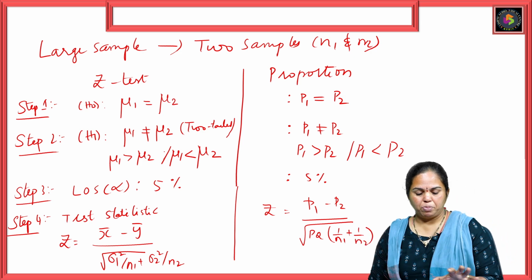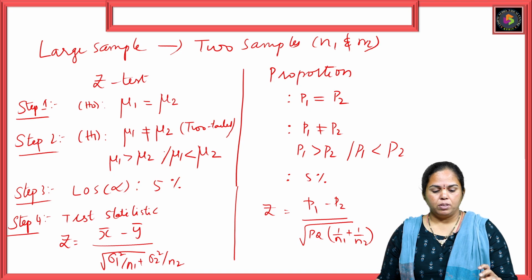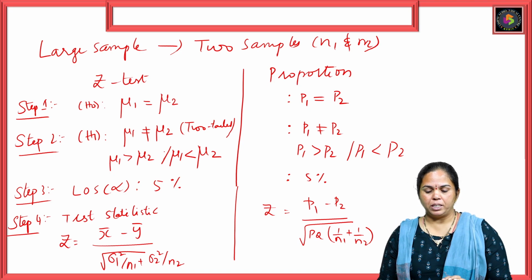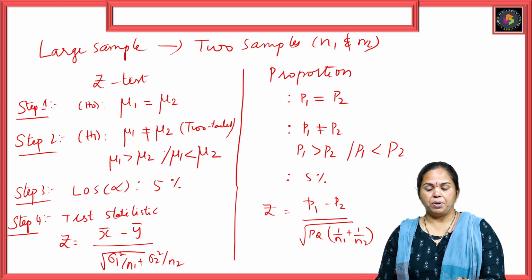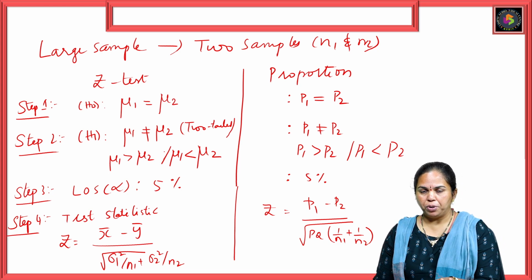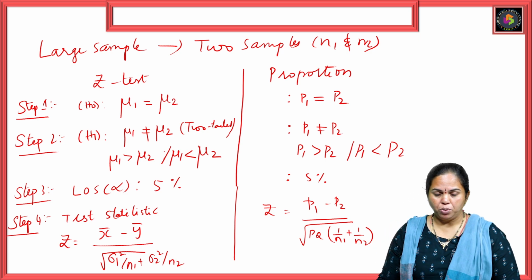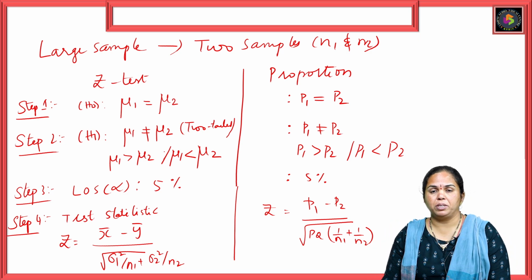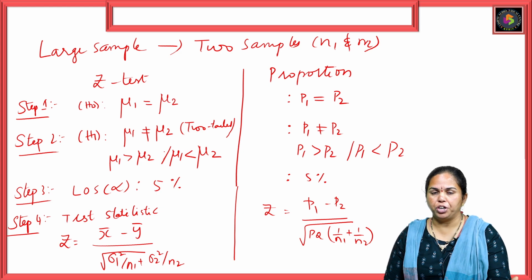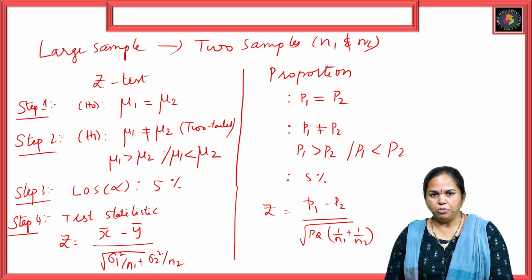Once again, I'll repeat the steps here. Step 1, mu1 equal to mu2 because we have two samples here, and P1 equal to P2. Step 2, alternative hypothesis, either mu1 not equal to mu2 or P1 not equal to P2. Level of significance, if not mentioned, we consider it as 5%, or if it is mentioned in the given problem, we consider that value.